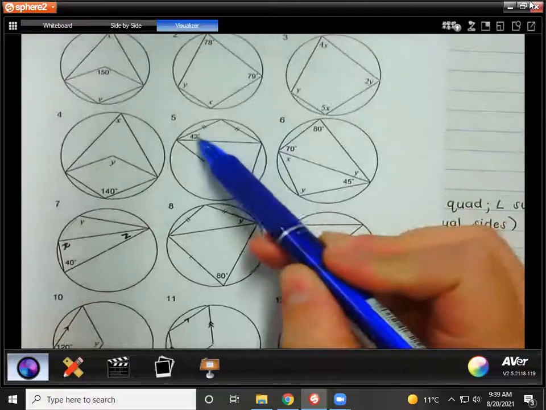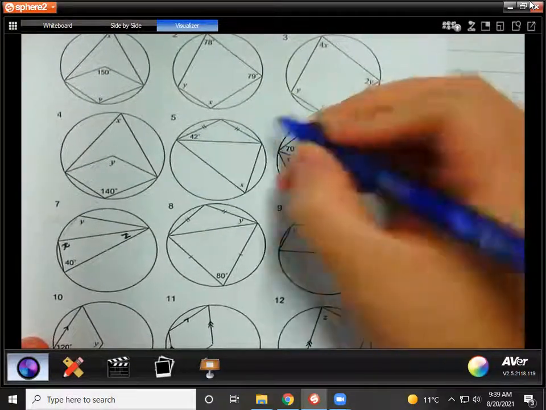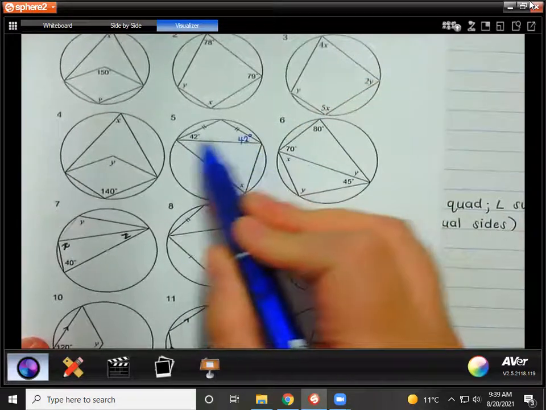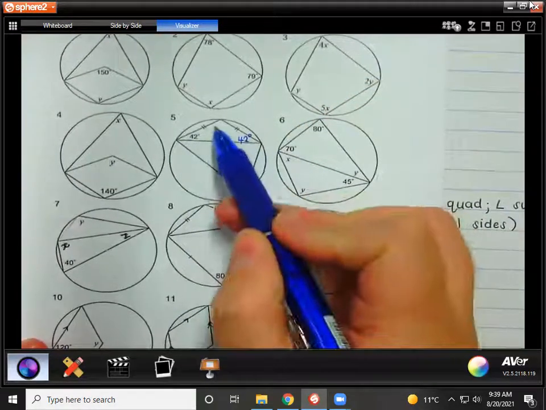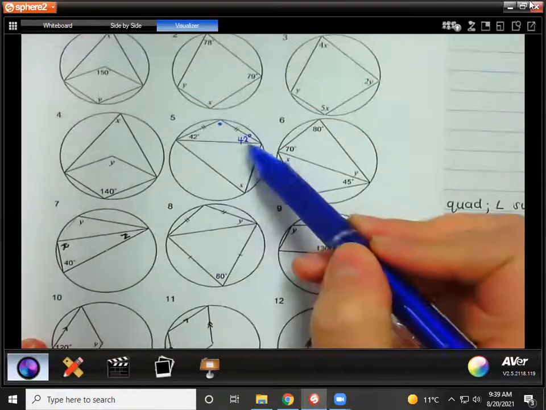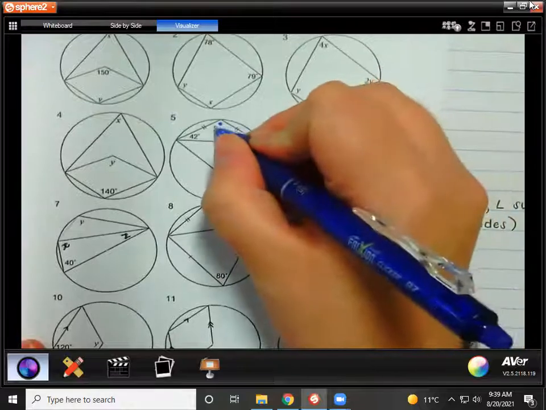We have that this angle is 42 degrees and we have an isosceles triangle, right? So that angle will also be 42 degrees because of angles opposite equal sides. Then we can find this angle by saying 180 minus 42 minus 42, right? Which will give you 96 for that one.